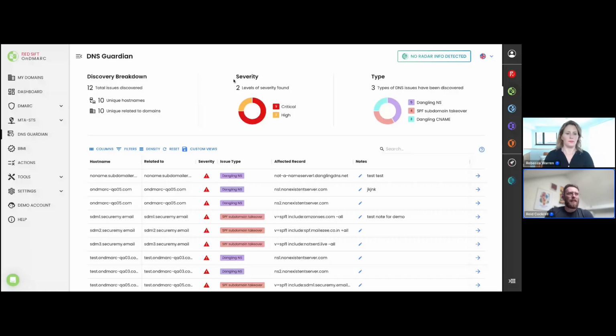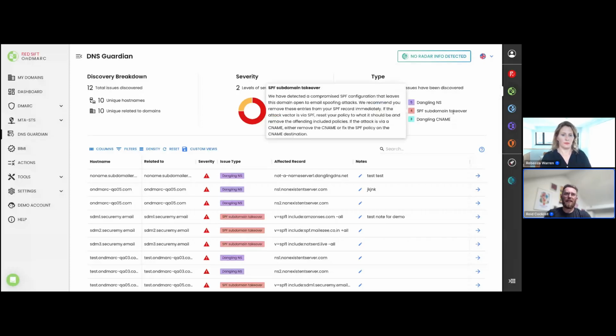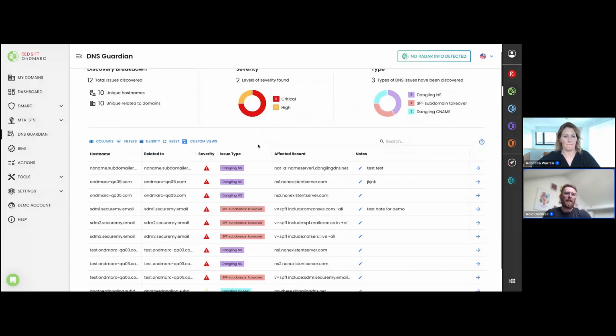And it's broken down by severity. So we currently surface 2 levels of issues, one being critical, which is the red, and the second one being high. And then lastly, you can see the type of DNS issues that have been discovered. So in this particular example, we've got some dangling NS issues, dangling CNAME issues, and also some issues related to an SPF subdomain takeover. And each of these have a hover state that explains what this is.